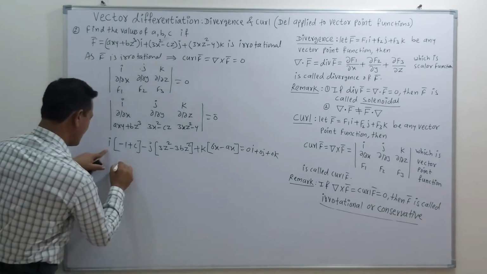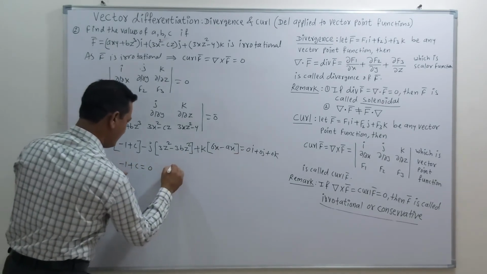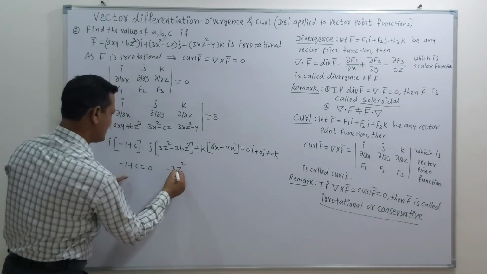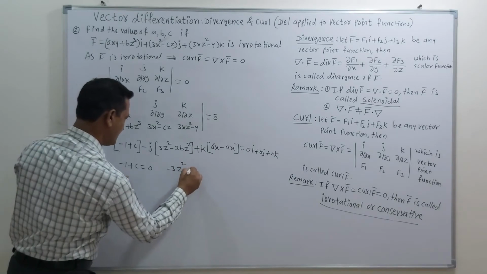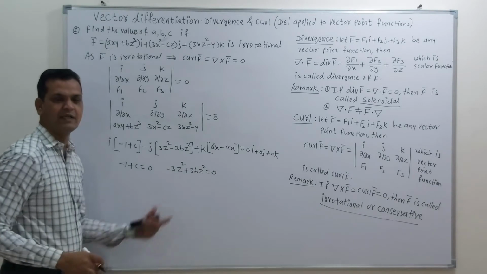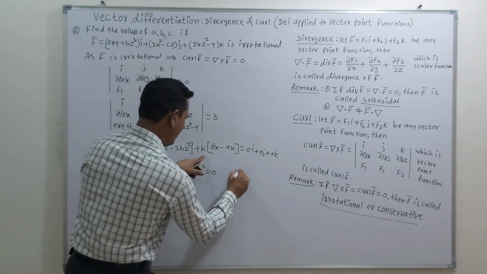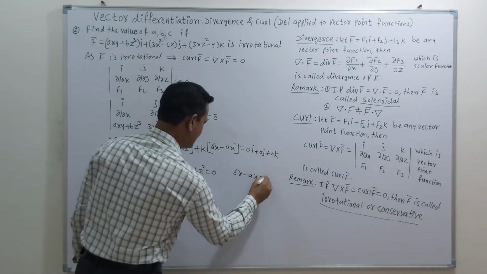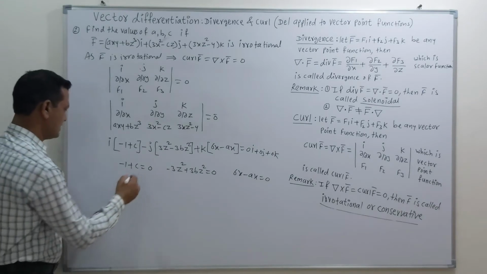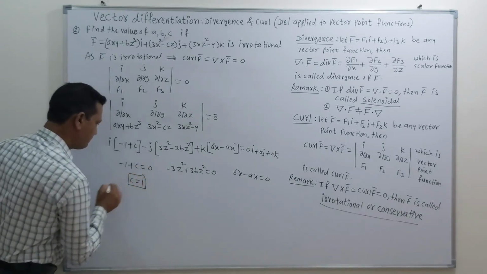So here we get −1 + c = 0. Similarly, we can write this as −3z², and minus becomes plus, 3bz² = 0. Because of this minus sign, this sign gets changed. Similarly, here we get 6x − ax = 0. Now friends, our aim is to find out the values of constants a, b, c. So from this equation directly we get the value of c = 1.